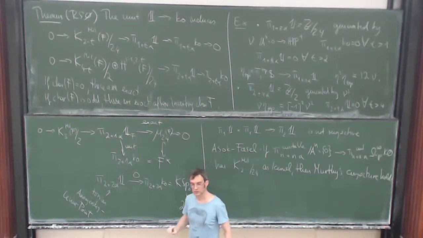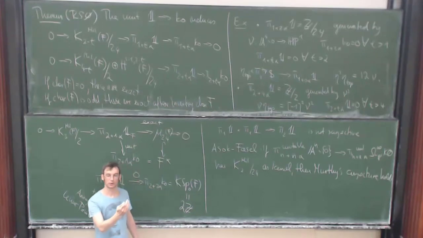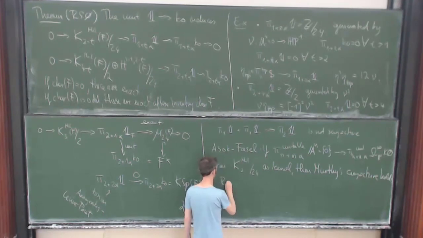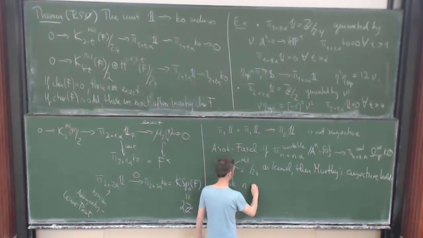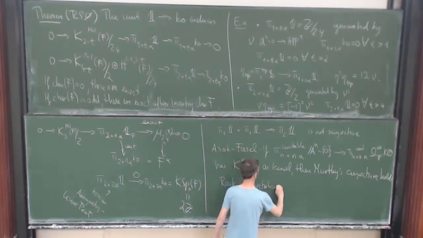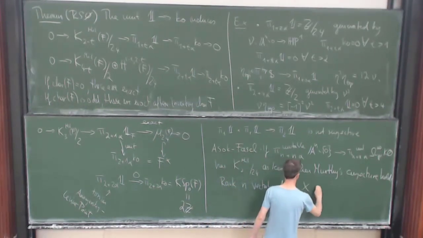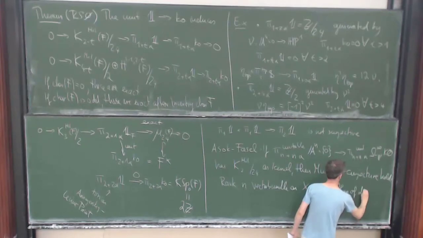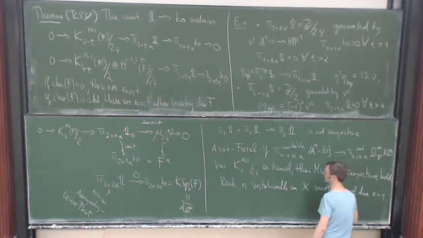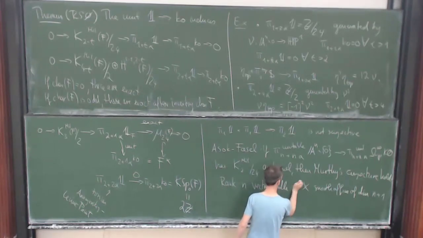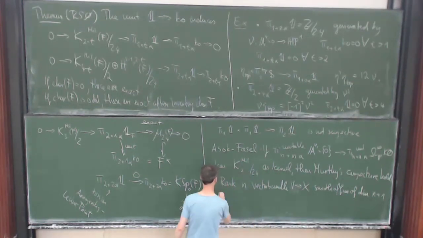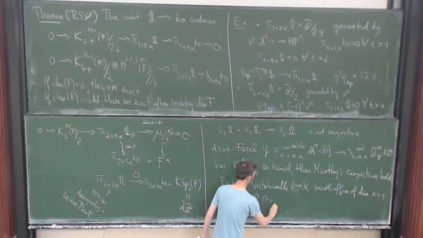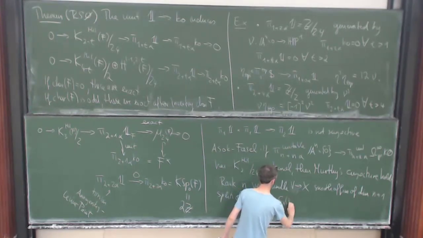Murthy's conjecture treats the case which is sort of one below what Jens Hornbostel mentioned. So it's about a rank n vector bundle on X smooth affine of dimension n plus 1. This splits off a line bundle if and only if the top Chern class vanishes.